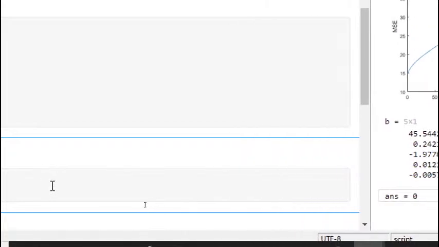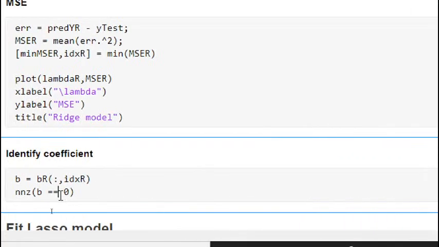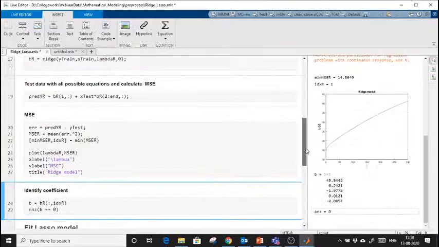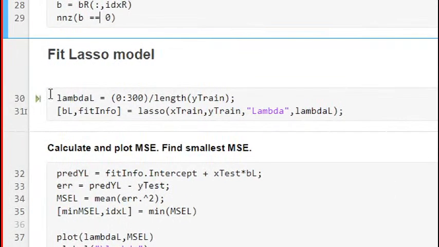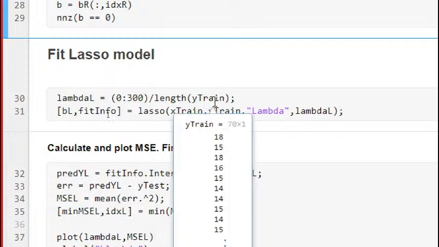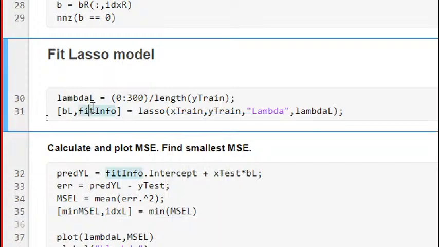Okay, this is the first way to do it. The second way is the Lasso model. One thing to remember: in the Lasso model we first have to normalize our lambda value by the total number of samples. Second, in this case the constant value we get as FitInfo in Lasso, and the coefficients we get here as BL.